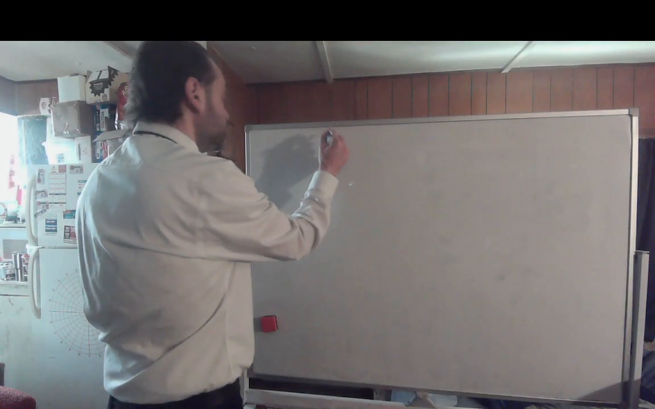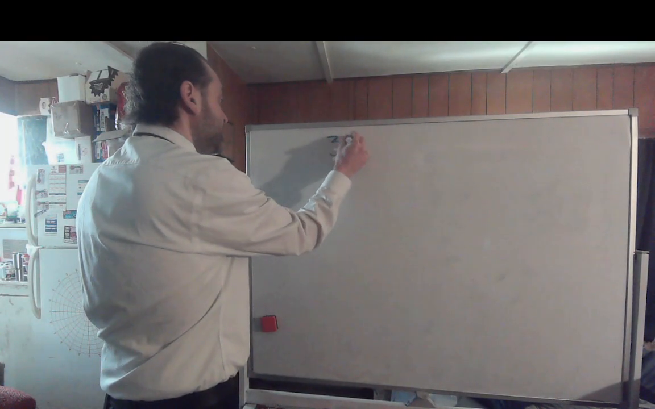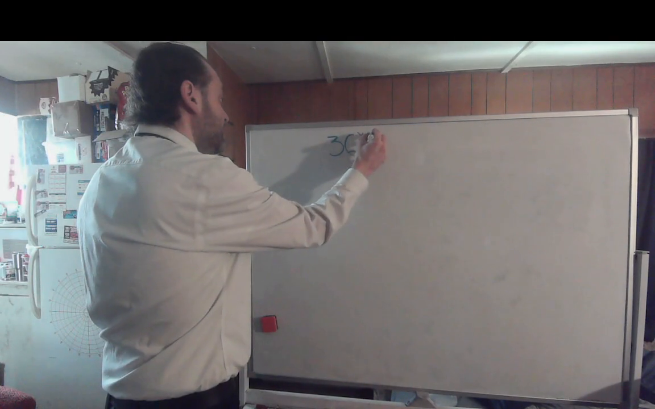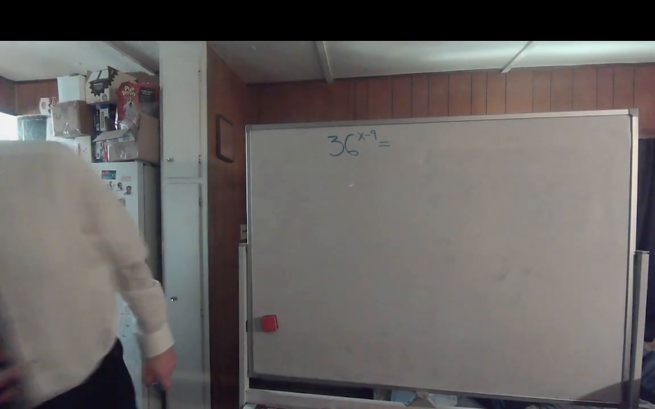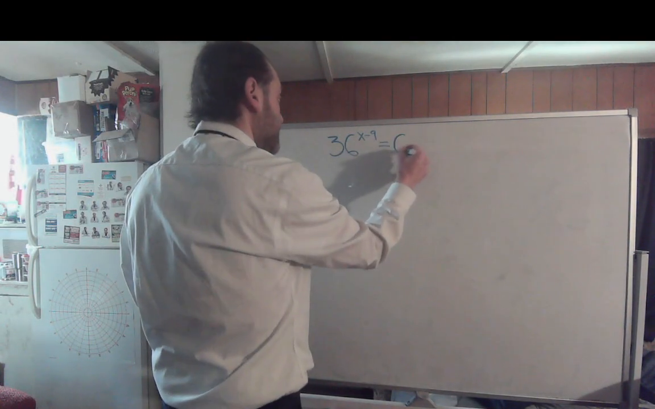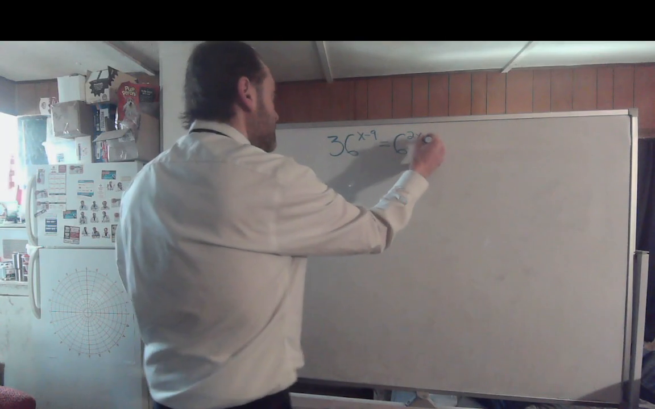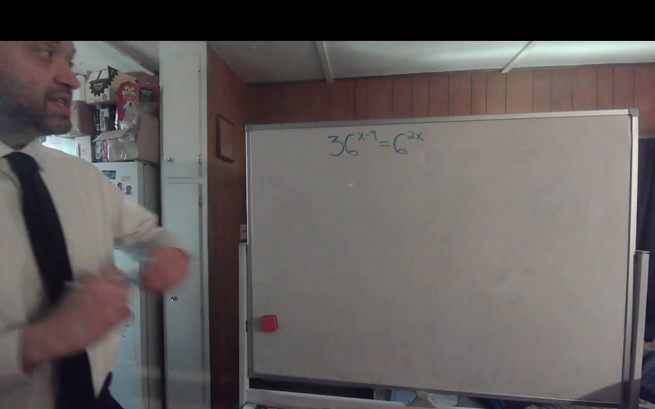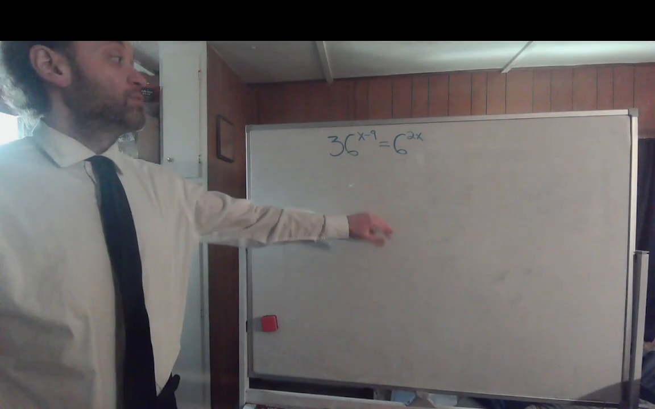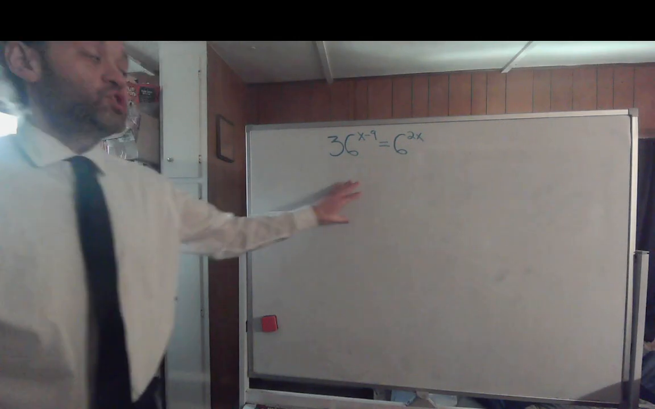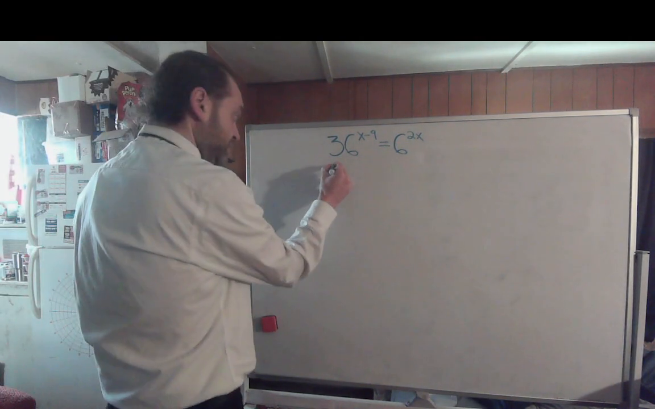Now how about this one? 36 to the x minus 9 equals 6 to the 2x. All right, so we have 36 to the x minus 9 equals 6 to the 2x. Can we relate 36 to 6? We sure can, because 36 is 6 squared.